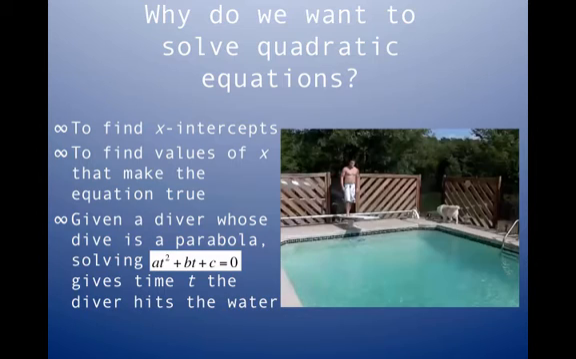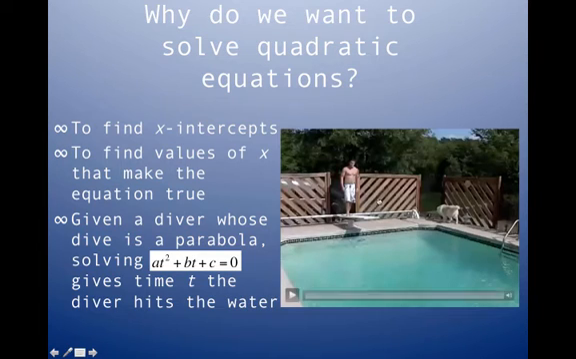Something like a situation here may rear its ugly head on an amazing race. But given a diver whose dive is a parabola, right, maybe I don't dive a parabola, but I know that there are some people who do, then solving this quadratic at squared plus bt plus c equals 0 gives the time t the diver hits the water. So that's what it means if we were to take this parabola, set it equal to 0.